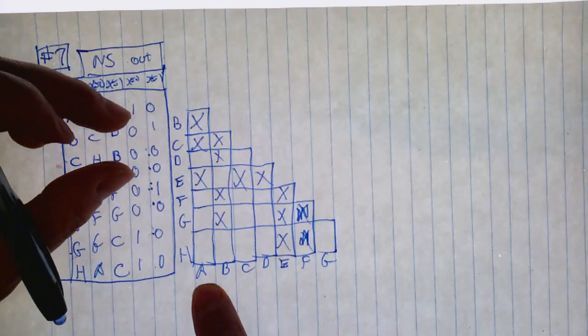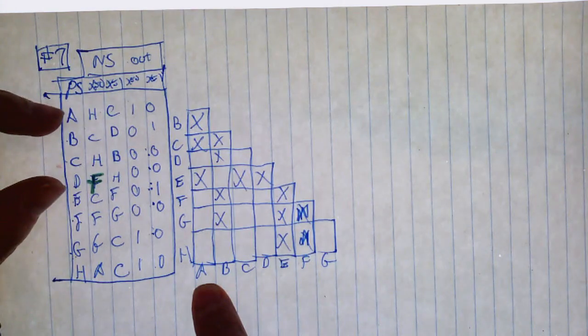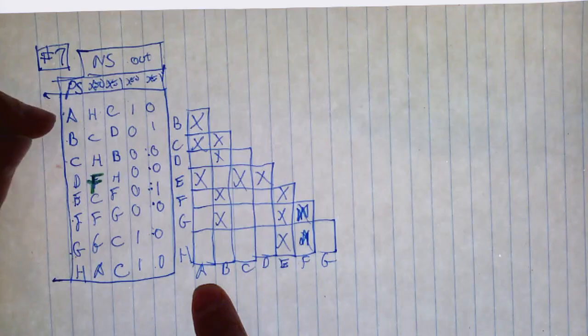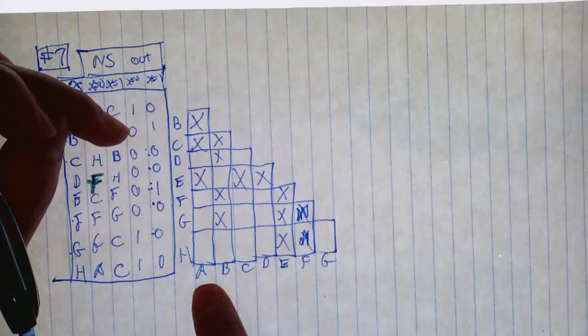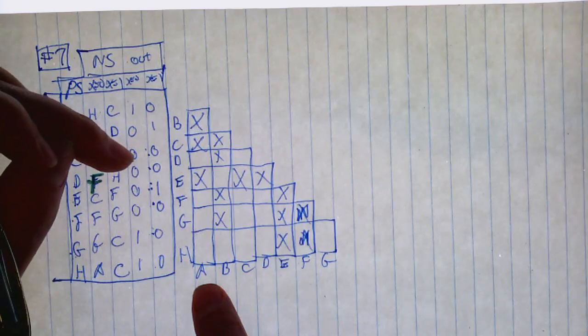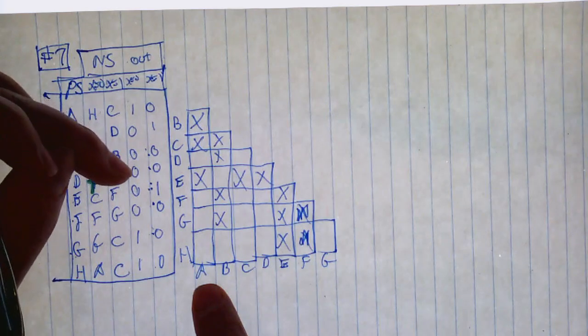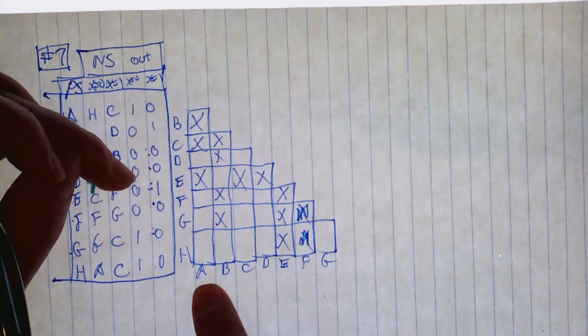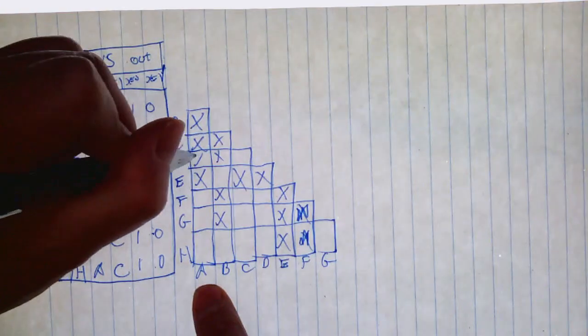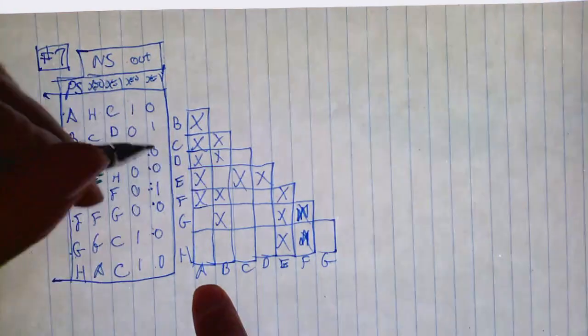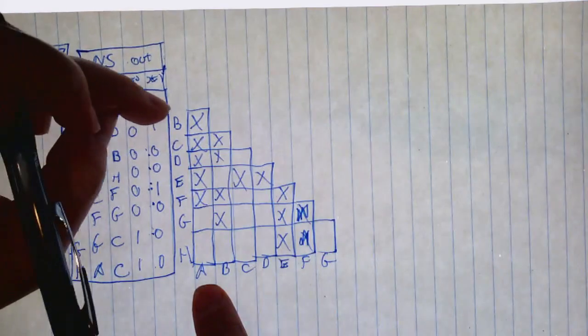But wait a minute, the outputs are different. Did we miss something here? A is different from B, C, D, E, and F. Right? Because we have to look at both outputs.